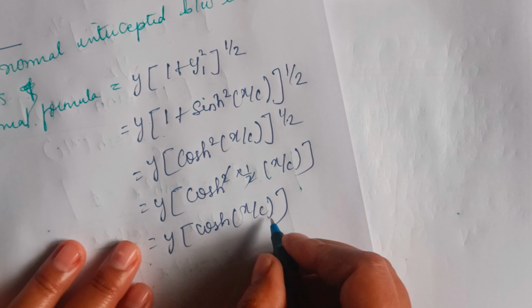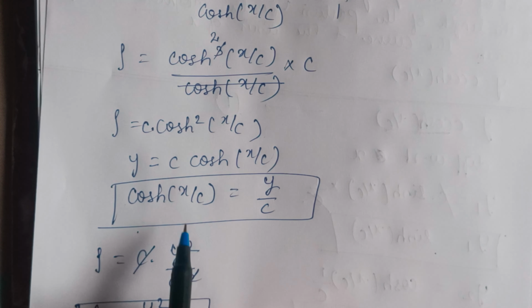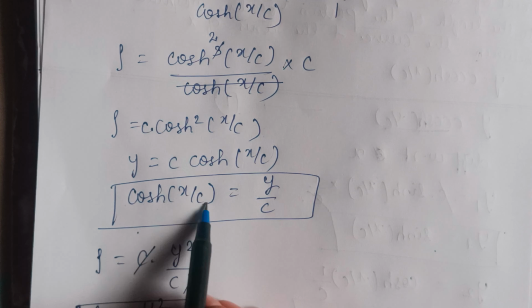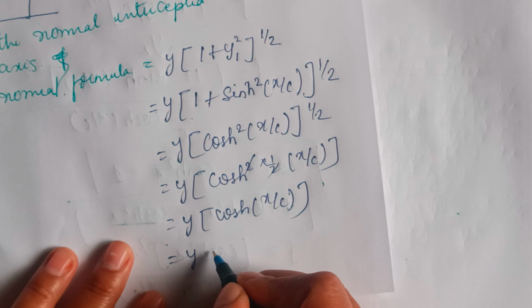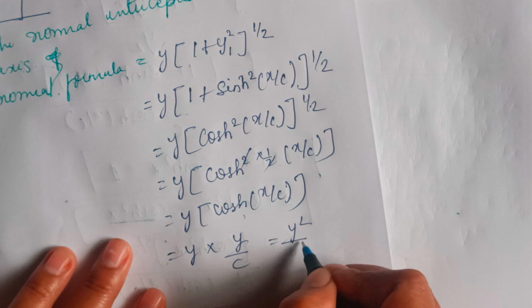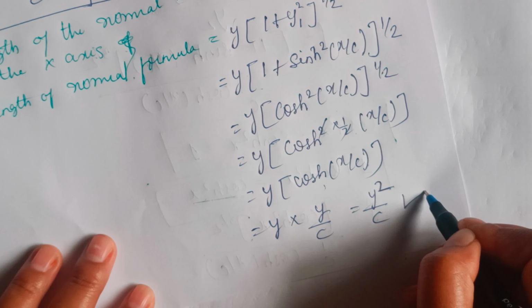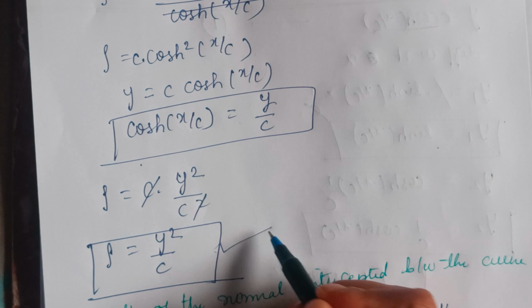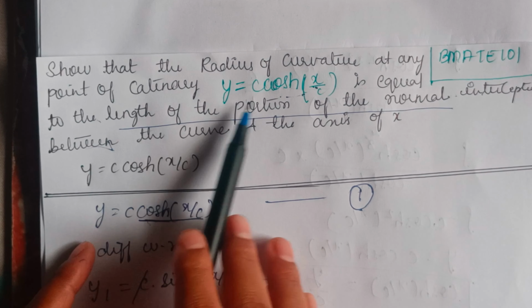We know the value of cos hyperbolic x by c from this equation. So it is y by c. So y into y by c, it will become y square by c. So this y square by c and the radius of curvature are equal. So hence it is equal.